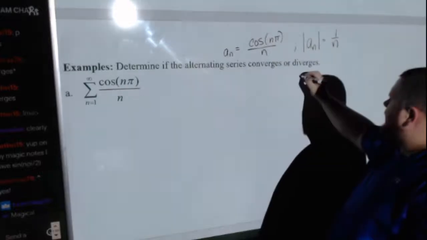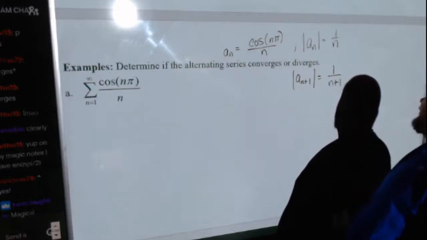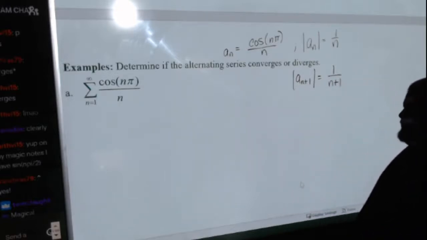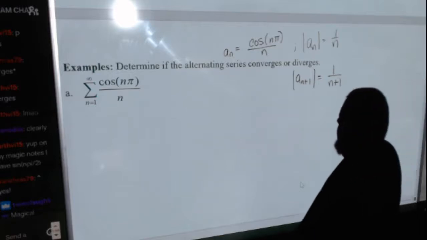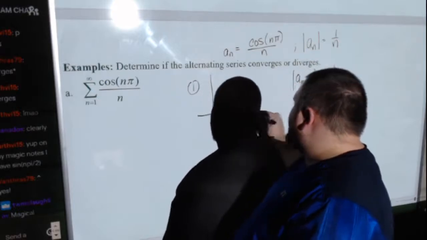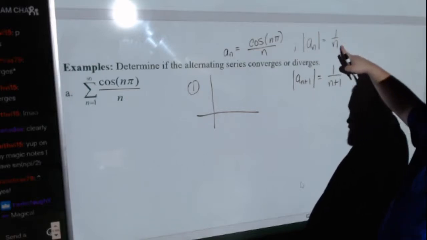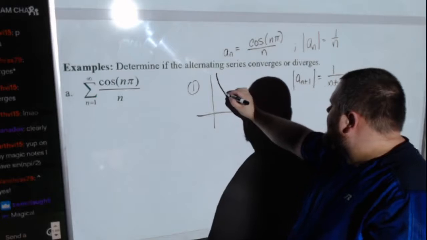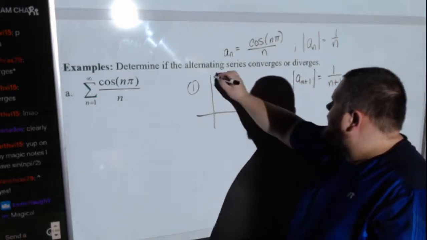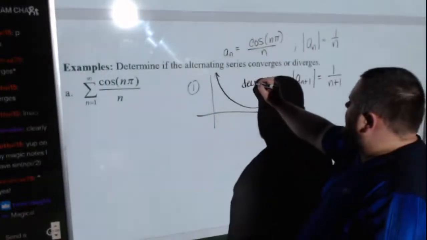I also need a sub n plus 1. Well, that's 1 over n plus 1. So I want to show that this thing is decreasing. And as I said, for me, it is enough for you to show me a sketch. So what does the function 1 over n look like? Well, we should know that that looks something like this. So clearly, this is decreasing.